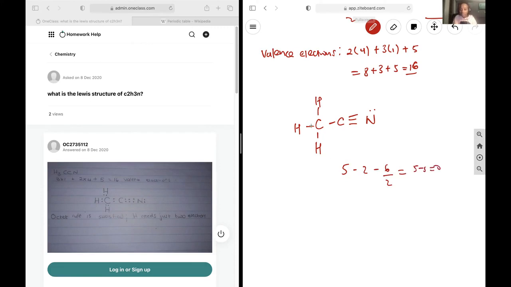Lastly, on the carbon, we have 1, 2, 3, 4, and again 1, 2, 3, 4. So no formal charges left over. That's going to be like this with a net charge of 0.